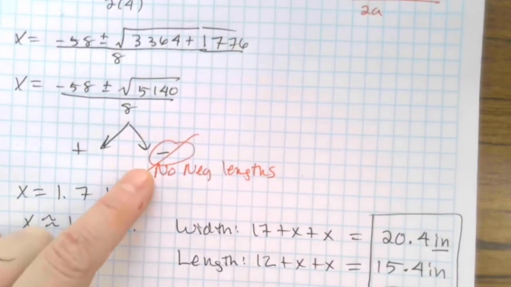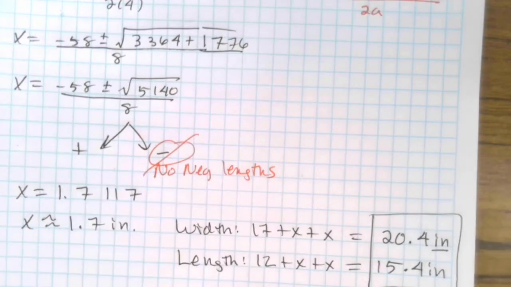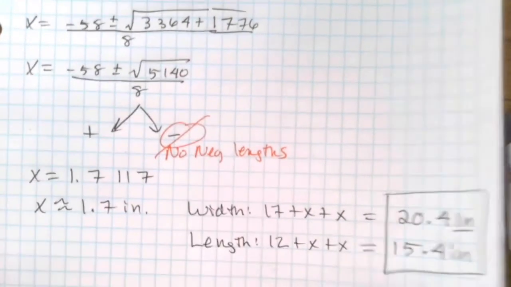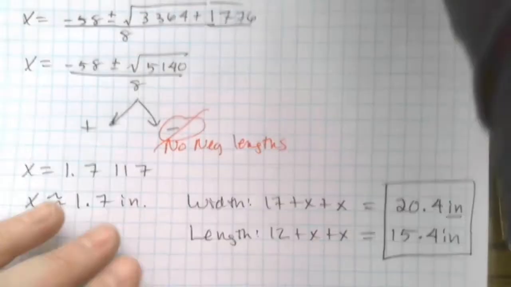Now, sometimes you will get two numbers, but without fail, one of them will do something weird, like create a negative length somewhere, and that's not possible. So it's pretty easy to tell the difference. Okay, so that's the photography one. Okay, question number 2.